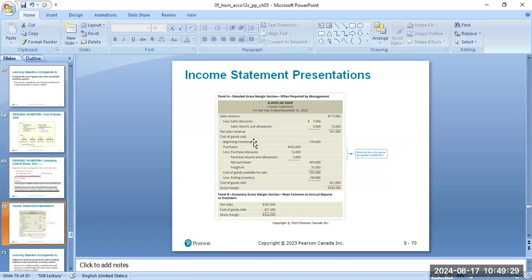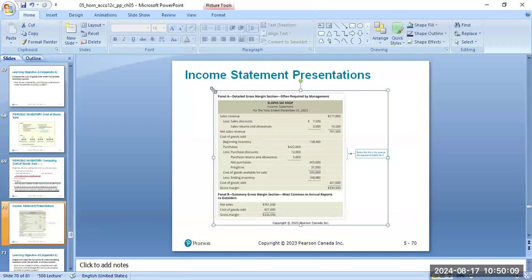On the income statement presentation, if we have to make a comparison between perpetual and periodic system, as you can see, we're going to have the sales revenue, sales discounts, sales return allowances, which are going to give us the net sales. And then we have to calculate the cost of goods sold, which will be a complex calculation between beginning inventory, purchases, less purchase discounts.